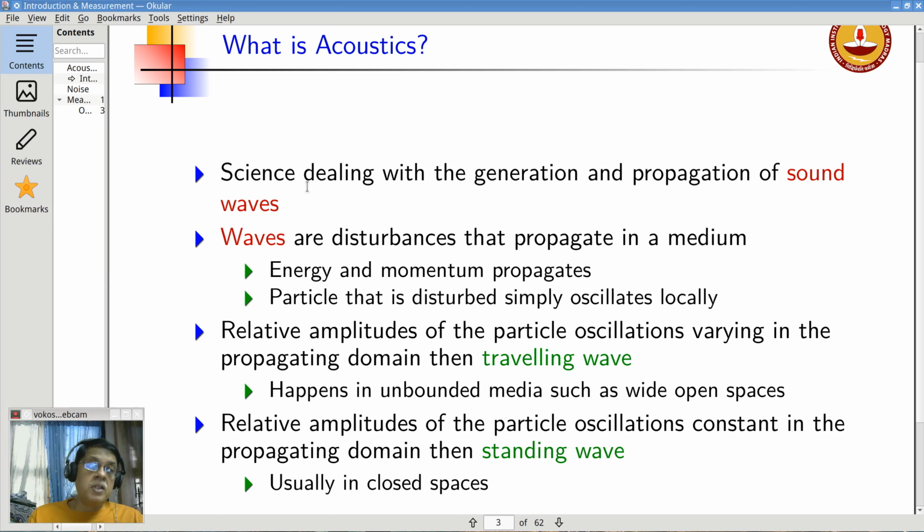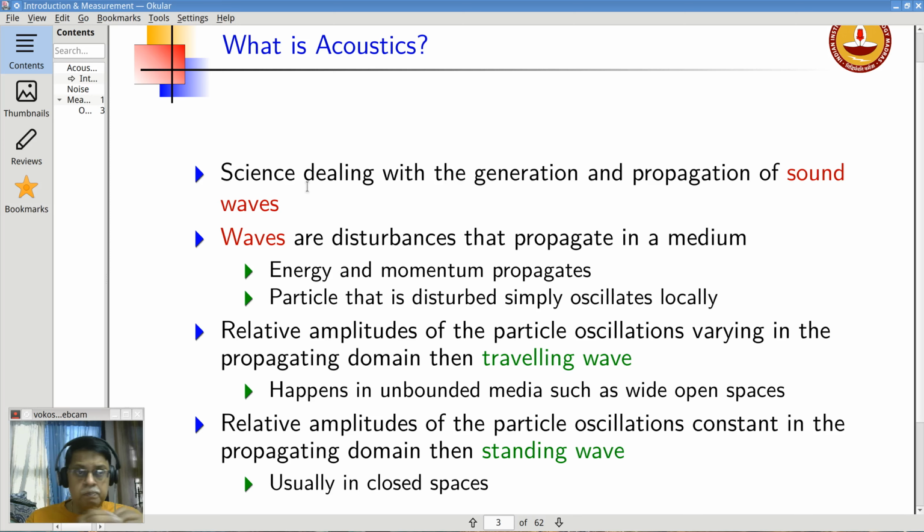So what is a wave? Of course, there are various types of waves, which are basically disturbances that propagate in a medium. You have both energy and momentum propagating. The particle that is disturbed is not transported, but it is simply disturbed locally, and it oscillates back and forth about that. So that's a typical characteristic of a wave.